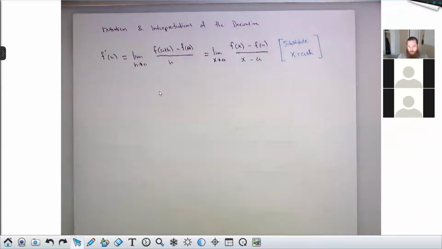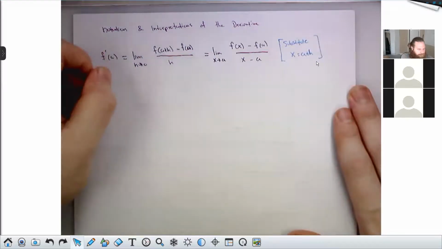So alternate definition. If you see this, remember it's the same thing as this. And if you need to contextualize this in terms of this, remember that it's also the same thing. All right, so these are two different ways of writing the exact same thing. The trick to going back and forth is that x in the second definition is a plus h from the first definition.